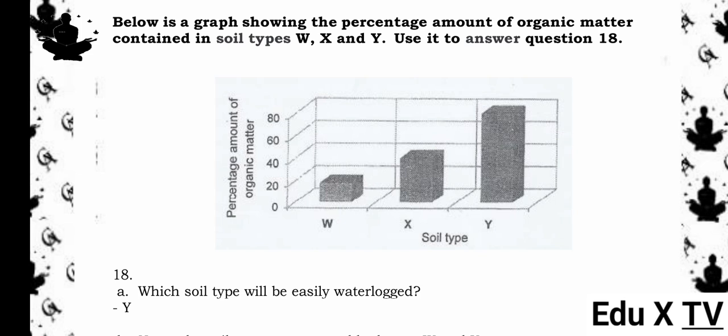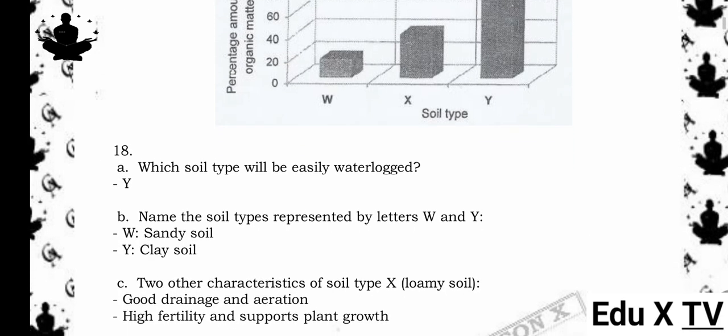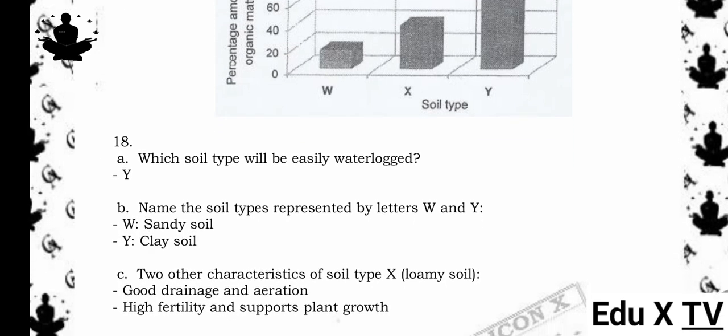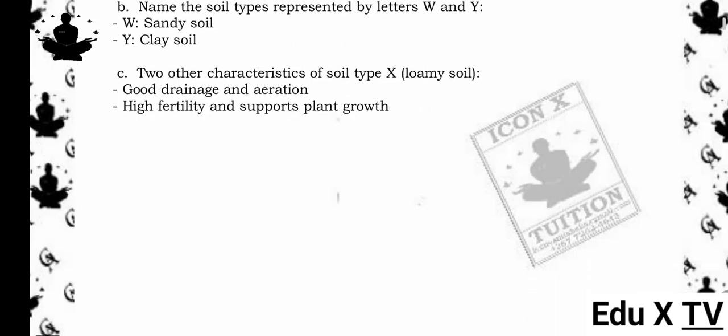18. A. Which soil type will be easily waterlogged? Y. B. Name the soil types represented by letters W and Y. W. Sandy soil. Y. Clay soil. C. 2 other characteristics of soil type X, loamy soil. Good drainage and aeration. High fertility and supports plant growth.